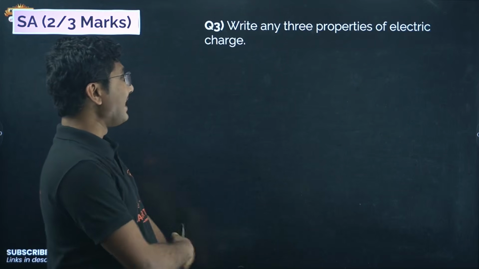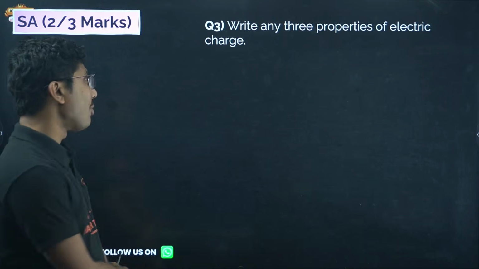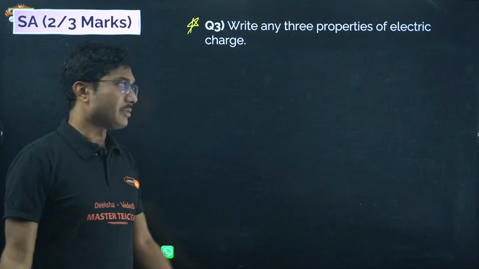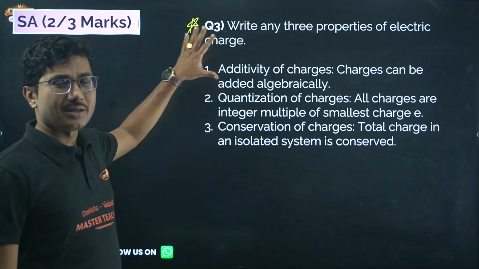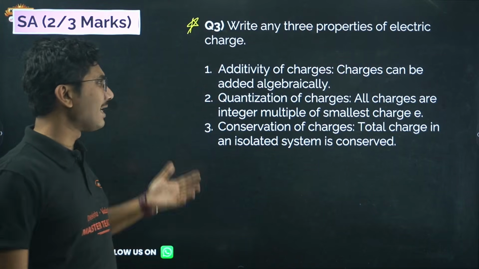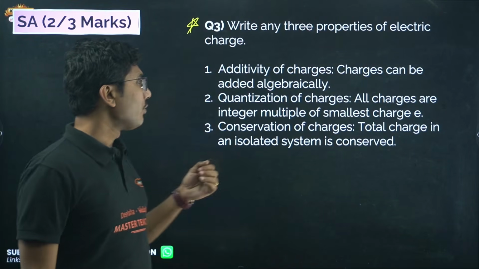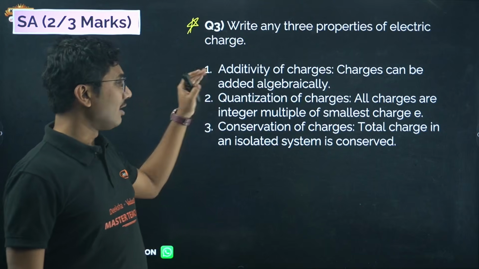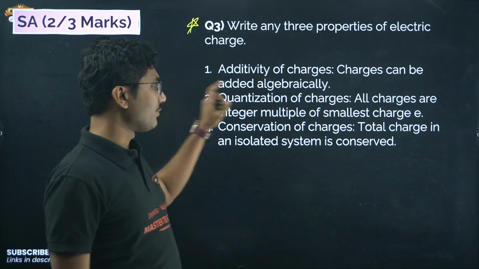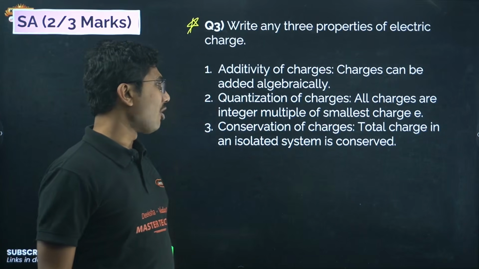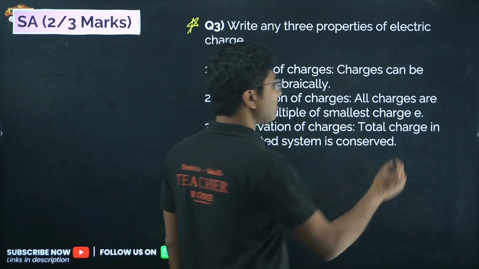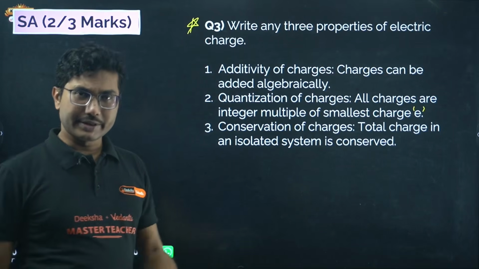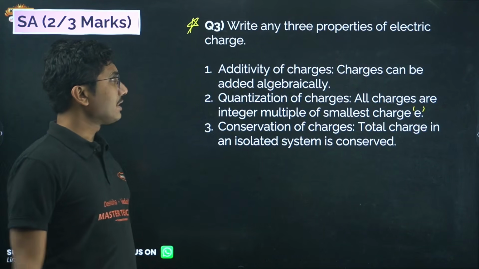Now next, write any 3 properties of electric charge. Another very common important question. It can be asked two properties as a 2-marker, 3 properties as a 3-marker. So additivity of charges, just do not write the properties, write at least one single line explaining that. Charges can be added algebraically. If you can give an example, very good. If you cannot, at least write the basic meaning of the statement. Quantization of charges: all charges are integer multiples of the smallest charge, small e, the charge of an electron. Conservation of charges: total charge in an isolated system is always conserved. So these are the 3 properties.